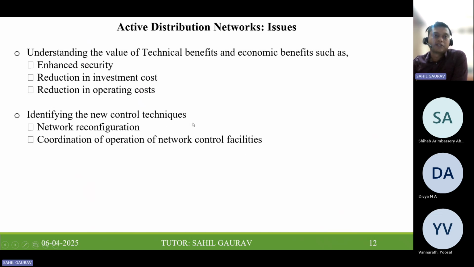Now, what are the issues in active distribution networks? If you understand the value of technical benefits and economic benefits, like enhanced security, reduction in investment cost, and reduction in operating cost, there is a need to identify new control techniques, where network reconfiguration and coordination of operation of network control facilities arise. So these are the issues which occur due to active distribution networks, like network reconfiguration and coordination of operation of network control facilities.